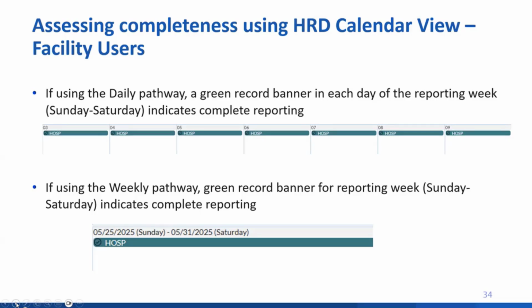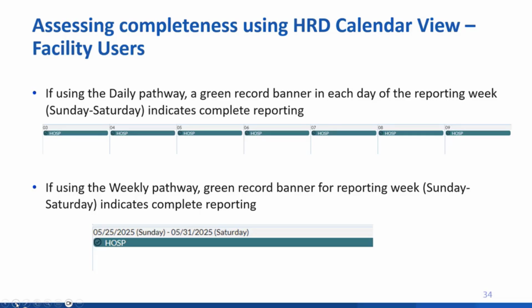So if you are using the daily pathway, and again, I want to emphasize, because this is absolutely a frequently asked question, you can either use the daily or the weekly. You do not need to submit the HRD in both. Either one fulfills the requirements. It is up to you. If your facility is choosing to use that daily pathway, you are going to want to see a green record indicator in each day of the reporting week, Sunday through Saturday, to indicate that your facility has completed an entire week of reporting and has submitted all of the required data elements.